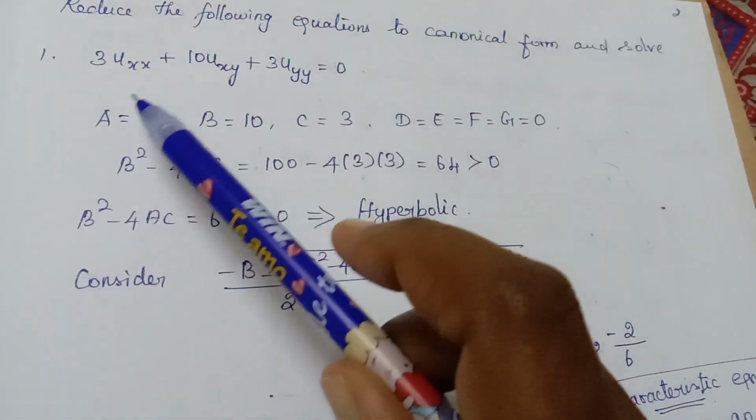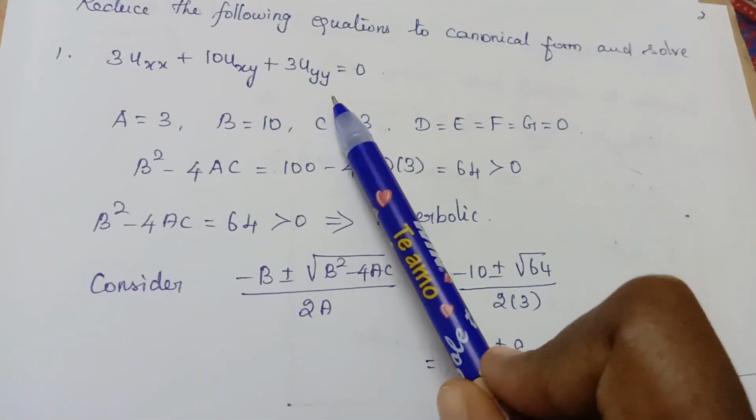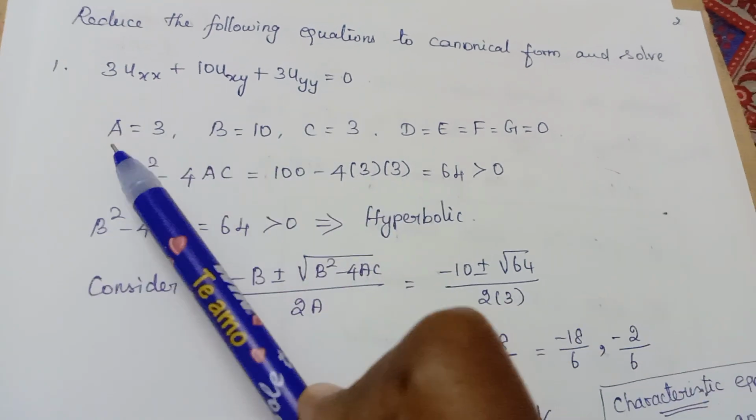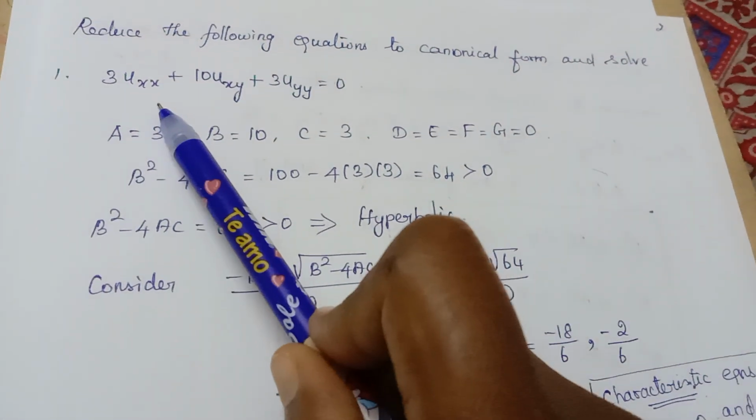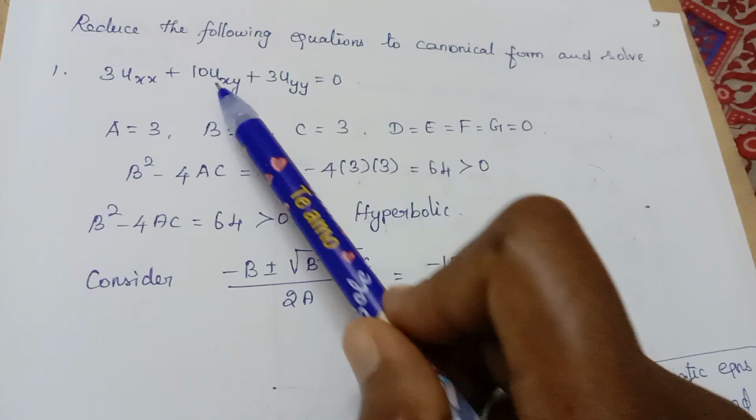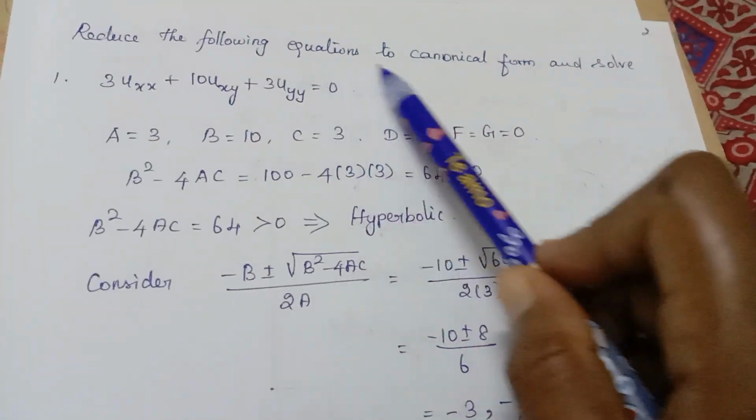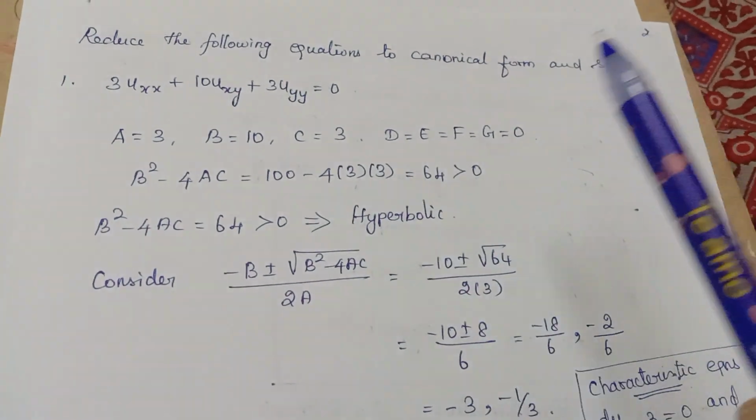Now look at this equation, 3uxx plus 10uxy plus 3uyy equal to 0, right? So A equal to ux's coefficient. So a equal to 3 and b equal to 10 and c equal to 3. All the remaining are 0 only, no? So d, e, f, g are all 0.